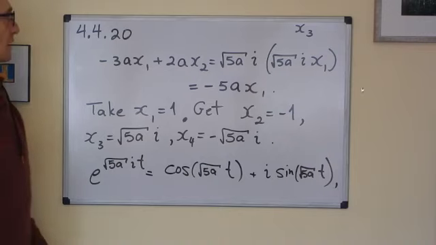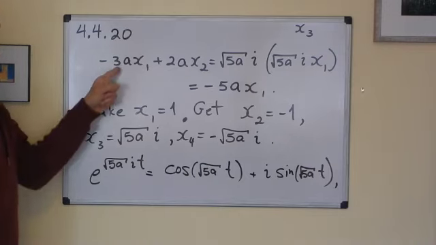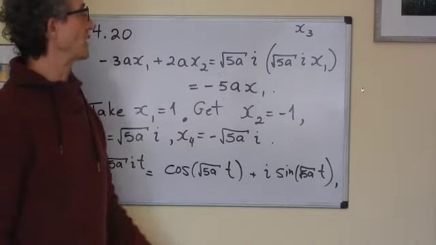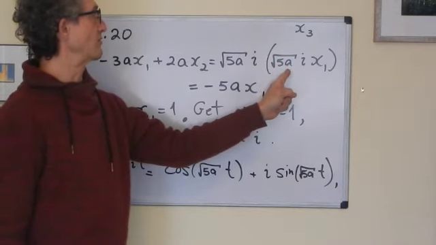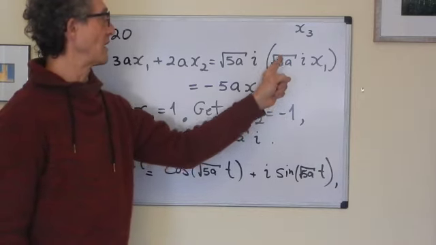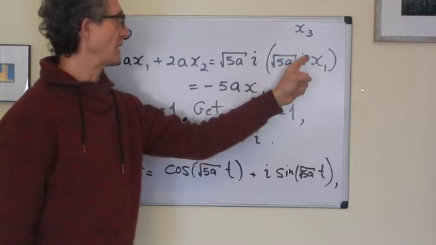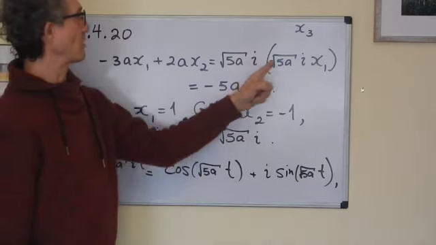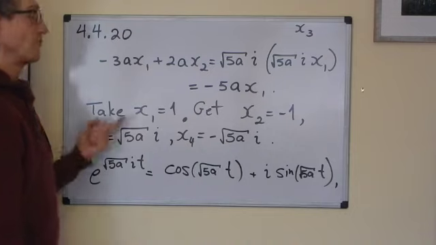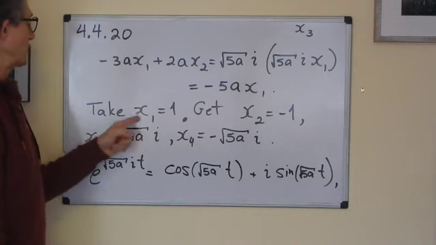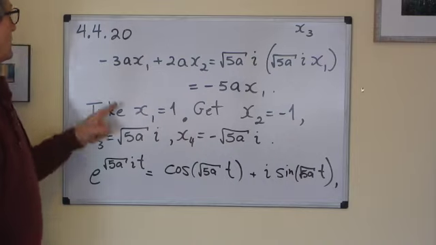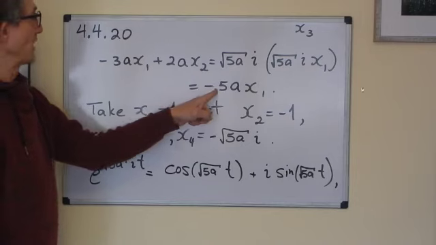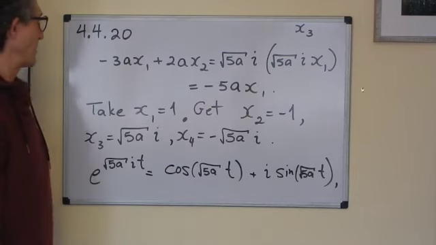Moving right along, let's look at the third equation. It said minus 3a x1 plus 2a x2 is the square root of 5a times i times x3, which is the square root of 5a times i times x1. This gives minus 5a x1. And so since we have a free variable, let's just pick something. I'm going to take x1 equal to 1. Looking in here, this says that 2a x2 is equal to minus 2a x1, so x2 is equal to minus 1.